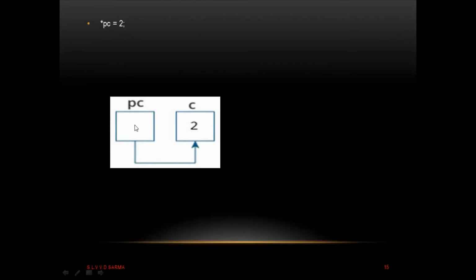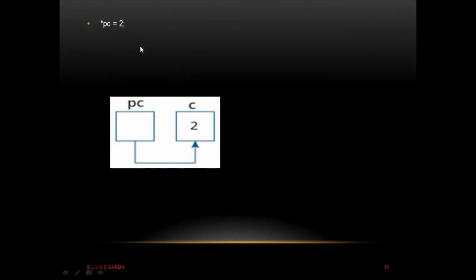So here 2 will not be stored in PC itself. PC has the C address. So what does PC contain? PC contains the C address. I am going to assume 1000. So this new value will be assigned to this address location. PC is pointing to this address location, and the value will be assigned here. This is how we indirectly change the C value.